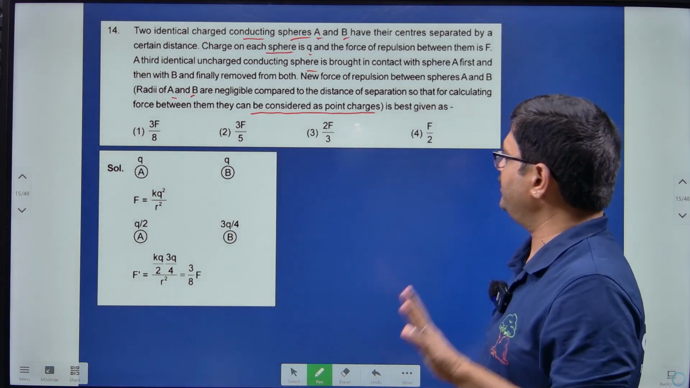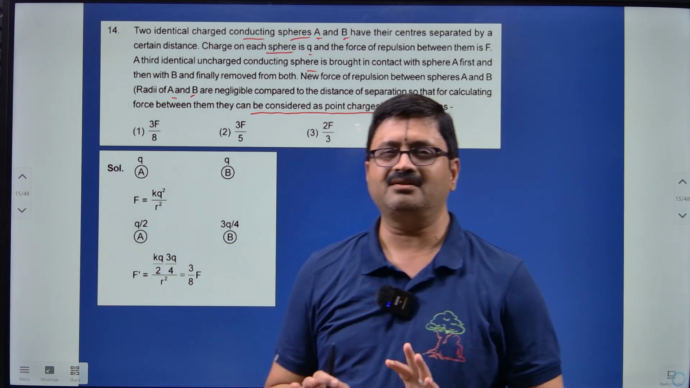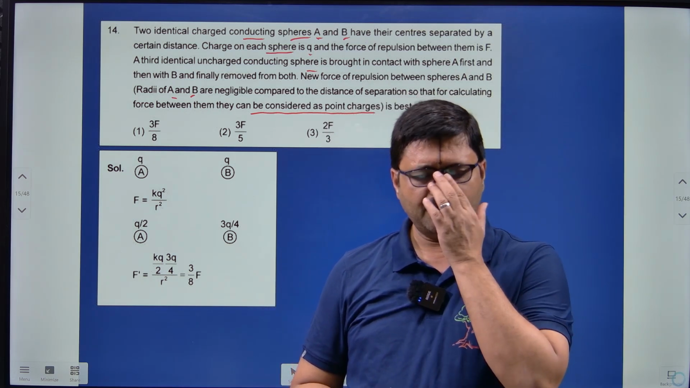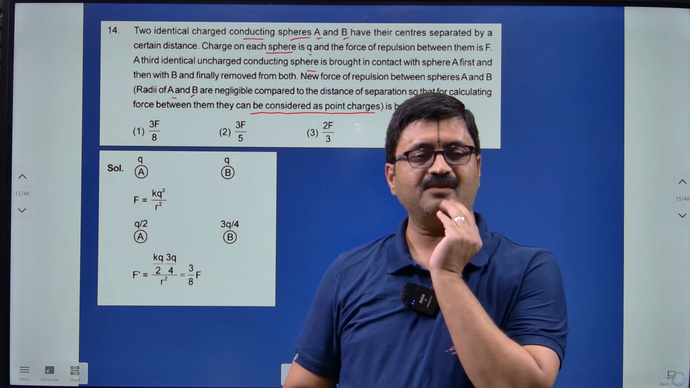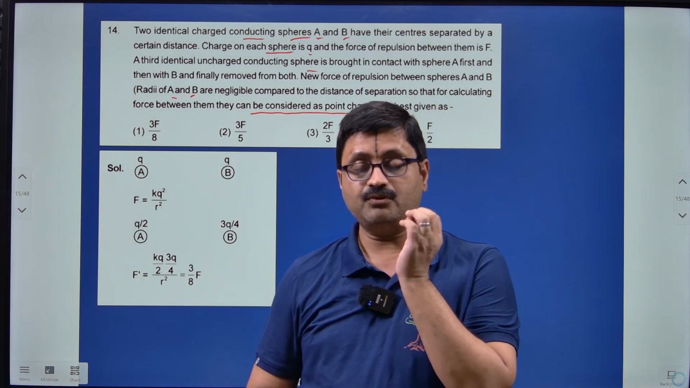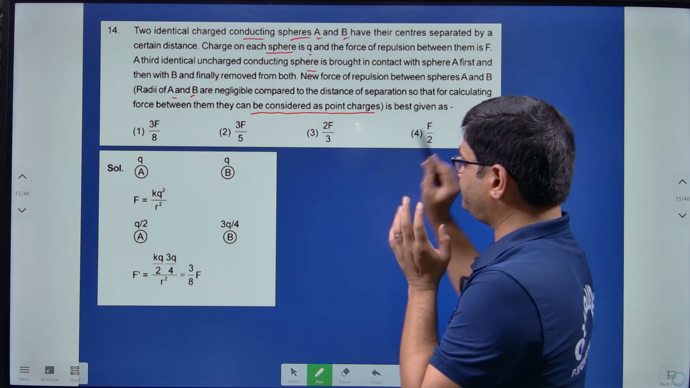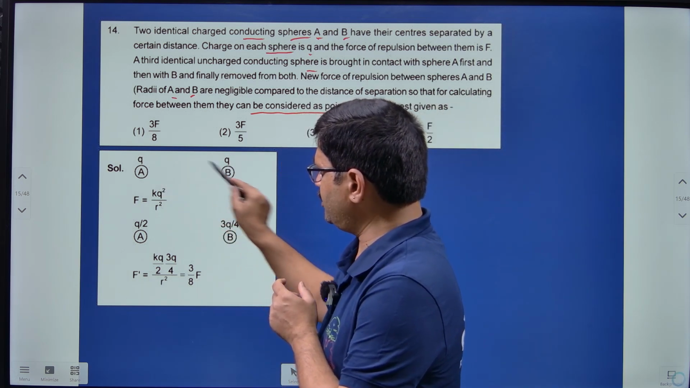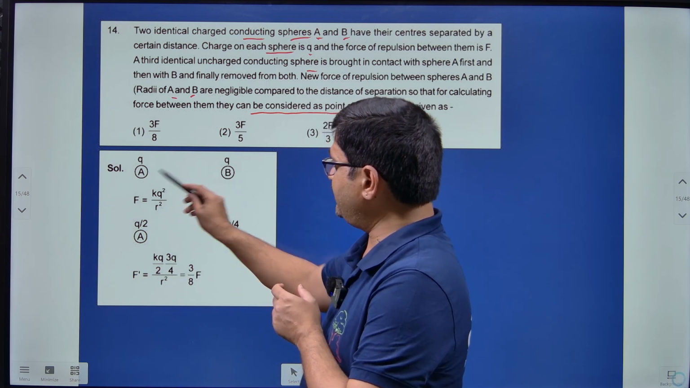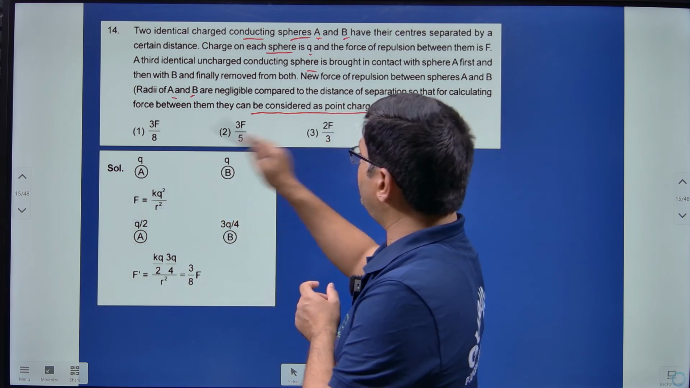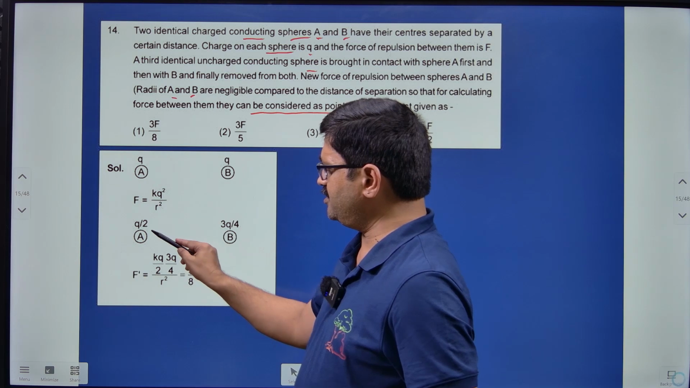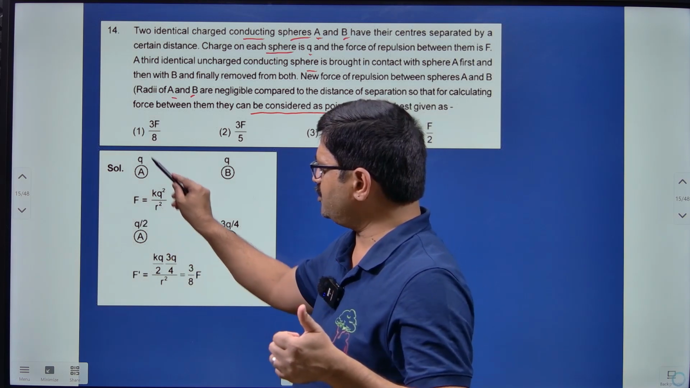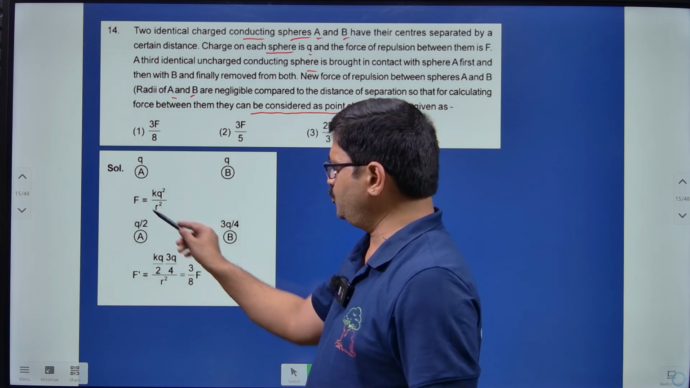Simple approach. We already know that if we consider spheres having small radius, we can clearly assume them to be like point charges. So hence we can consider this sphere A, sphere B, having charges Q and Q. When A is brought in contact with B, what happens here? This charge Q will get equally divided. So we will get Q by 2.